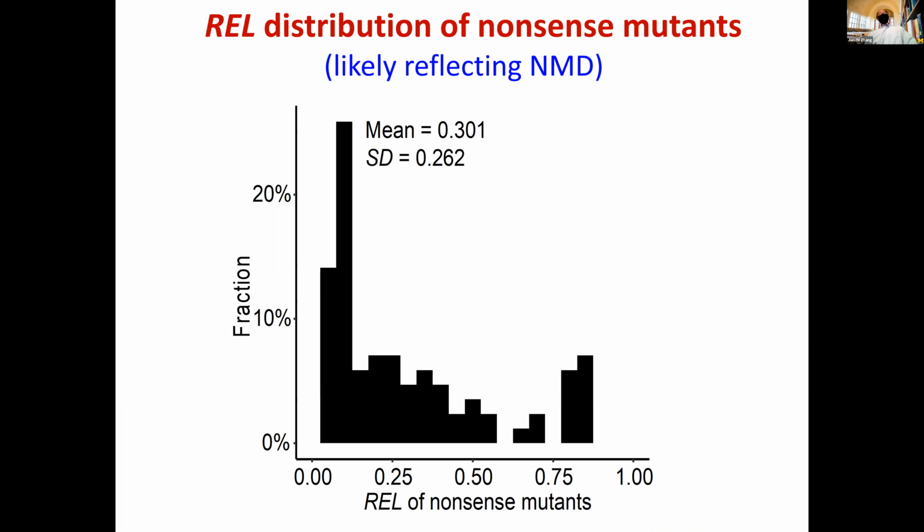We also have nonsense mutations. For nonsense mutants, their expression level is very low, and that is because of nonsense-mediated decay. In eukaryotes, that's a mechanism to degrade the mRNA when the mRNA contains a premature stop codon. So you can see all of them have really low mRNA level.